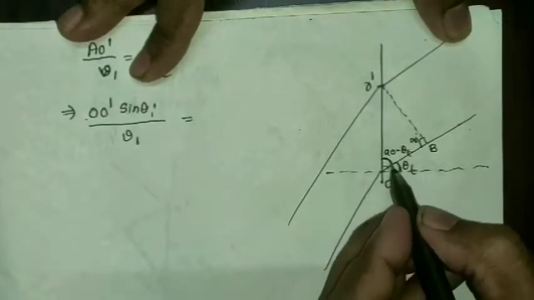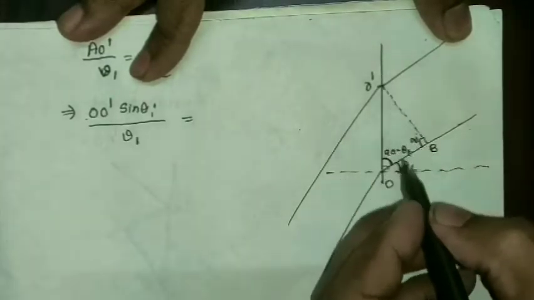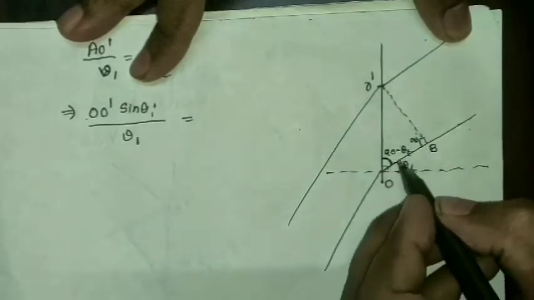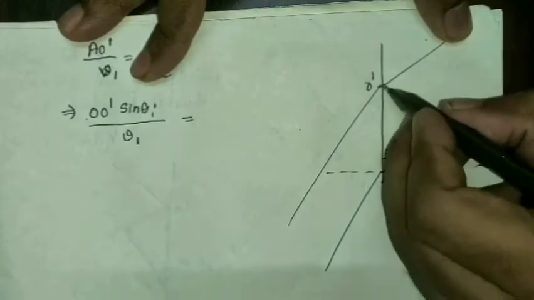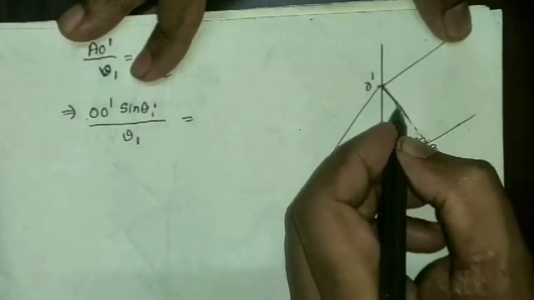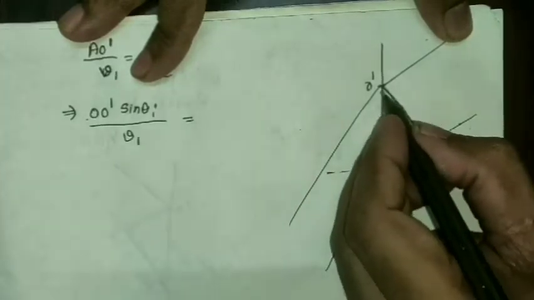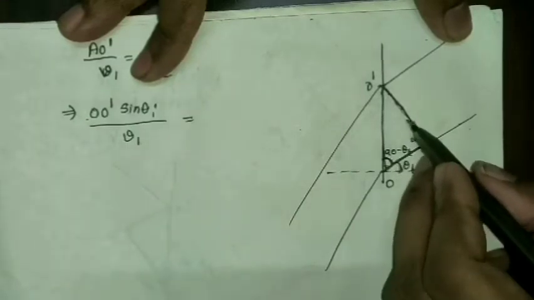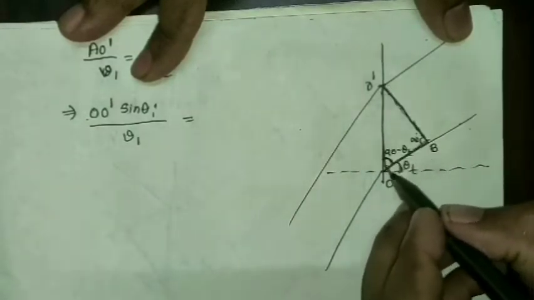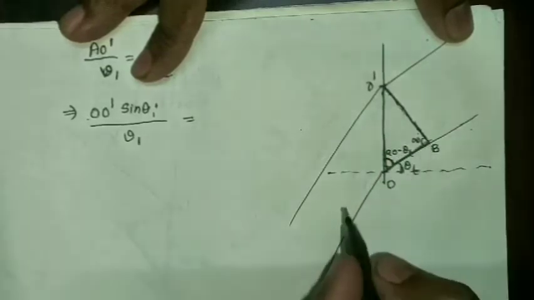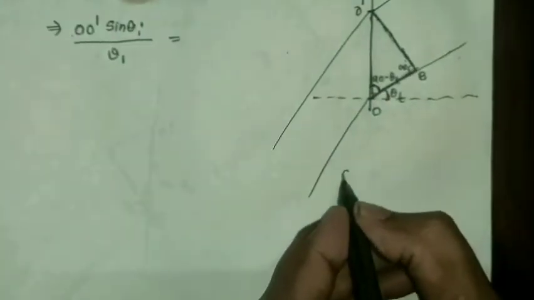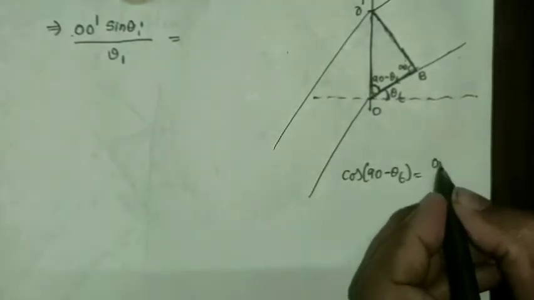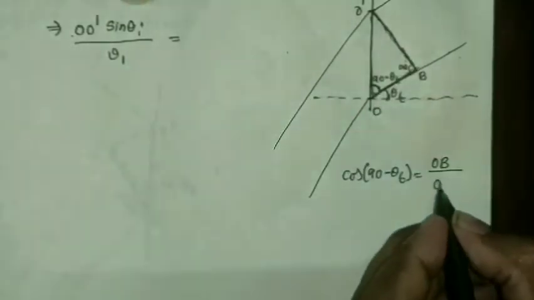Opposite to this angle is the opposite side, this side is the adjacent side, and this is the hypotenuse. You see this entire triangle is just like a right angle triangle. So from this, cos of 90 minus theta t equals adjacent, which is OB, divided by the hypotenuse, which is OO'.